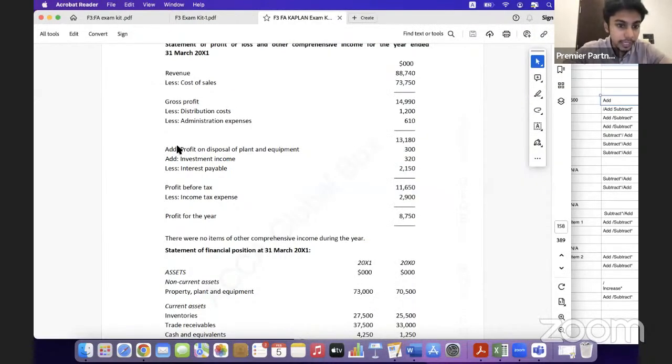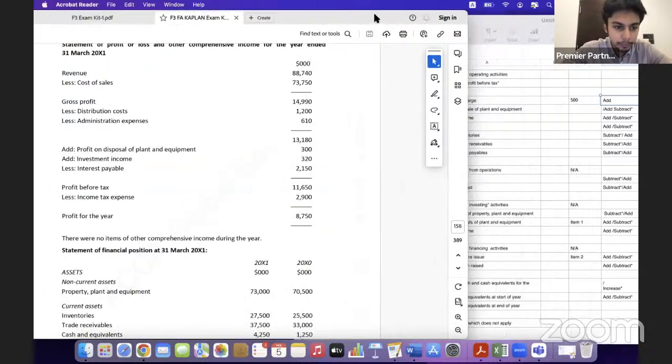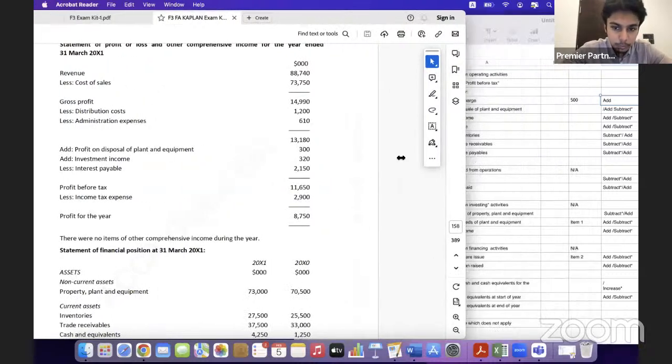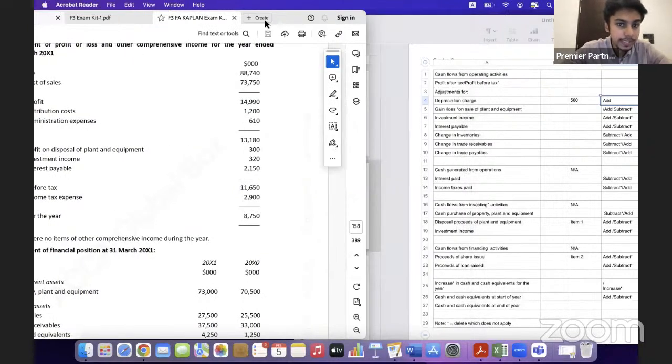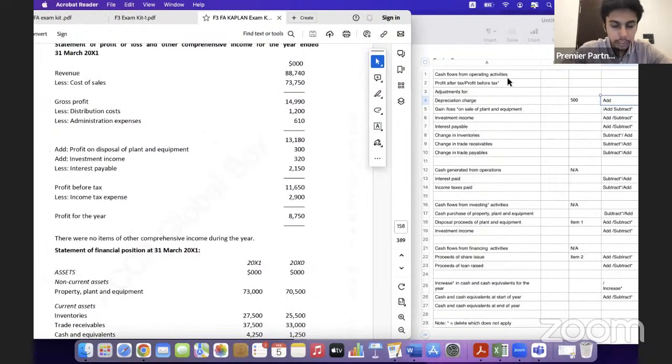Right, next one, guys, we have profit on disposal. Guys, remember, profit on disposal is there, no? Profit on disposal is a non-cash item. So that we should take it in adjustments. Here, can you see profit on disposal there?